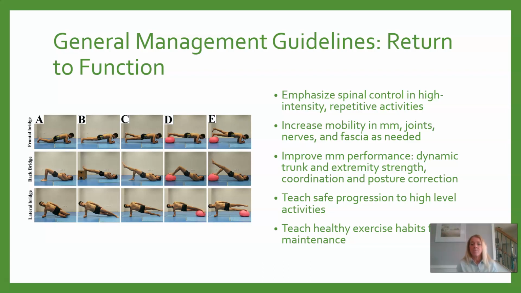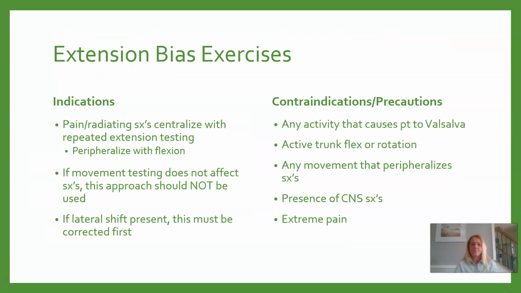We want to continue to improve muscle performance. We want to make sure that we're doing dynamic trunk and extremities strengthening, coordination, posture correction, again, teaching them the skills that they're going to need in order to maintain on their own. Safe progression to high-level activities, and healthy exercise habits for maintenance. So I included this picture over on the side. It's showing different planking activities, but it's just showing sort of the progression. So starting in A, progressing to B and C and D. And so that's kind of how we work with our patients through these phases, taking whatever they can do, whatever they can start with, and then building on that from there.